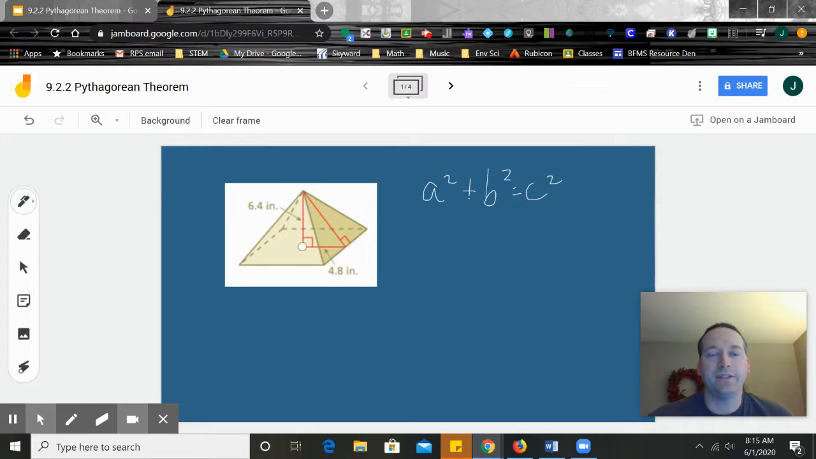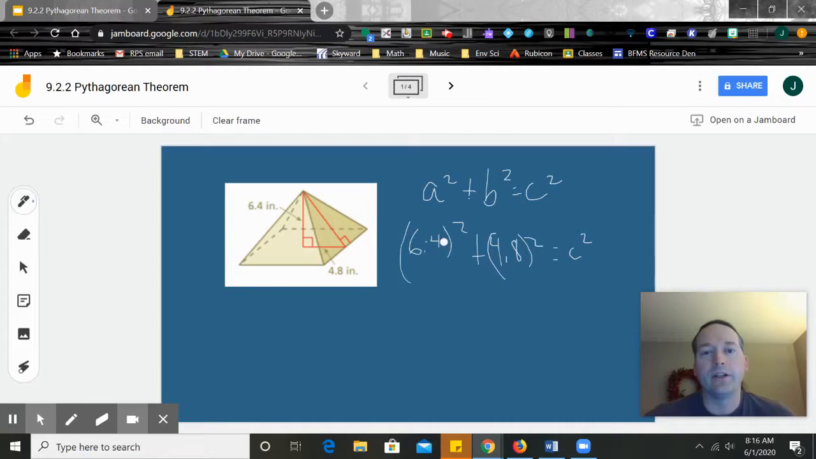All right. So the height is 6.4 inches, and the distance to the center is 4.8 inches. And if you notice, it's a perfect right triangle. So this right here is the hypotenuse. Remember, the square of this plus the square of this is going to give us the square of that. So let's go ahead and put those in. You'll notice I just put parentheses around them. That's generally a good habit, especially if it's not an integer. It just makes it a little bit easier to see.